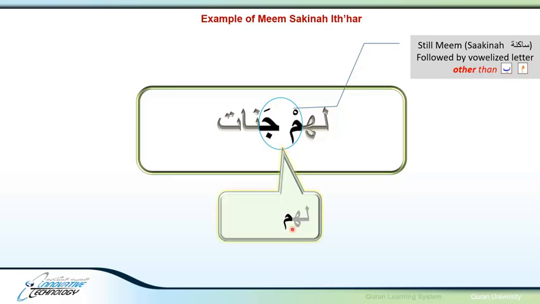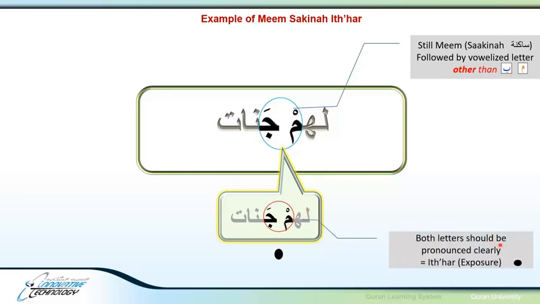لهم جنات. Both the Meem with sukoon and the Jim with fatha would be exposed, clearly pronounced without any alteration. No ikhfa, no idgham, no iqlab. They will always be clearly pronounced as they are written, and that's basically what idhar is. Both letters should be pronounced clearly, and that is idhar, which means exposure, and that's why it's given the normal color of writing, which is black.